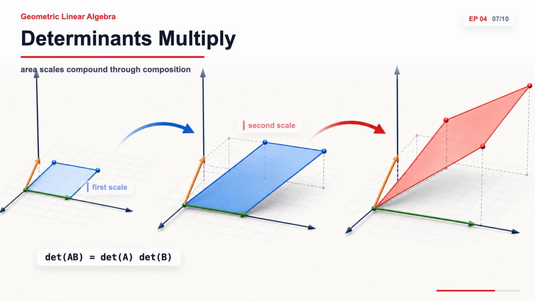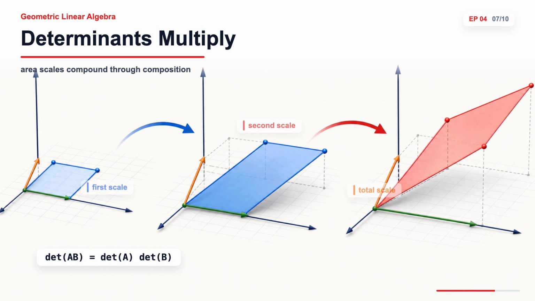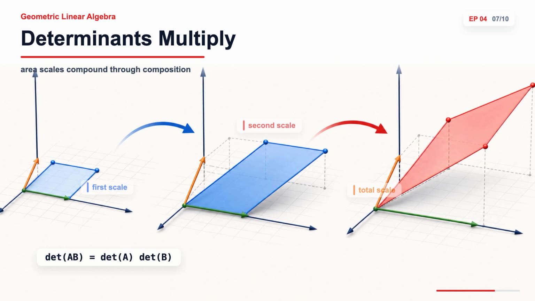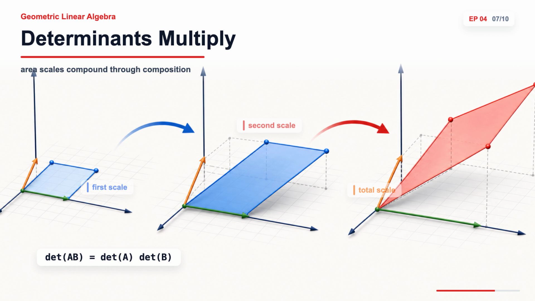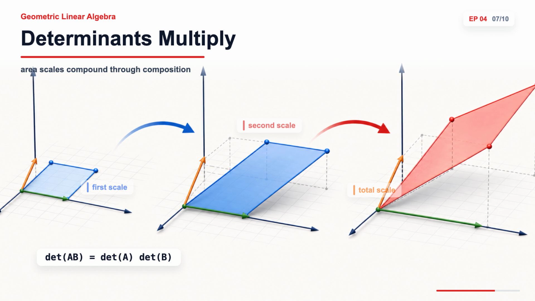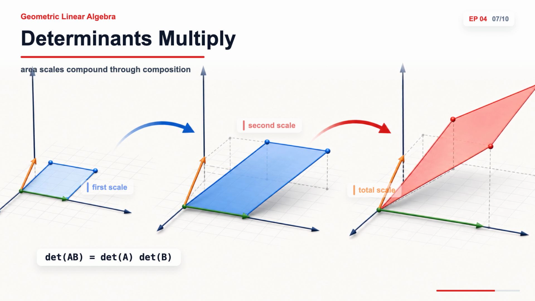The determinant also behaves beautifully under composition. If one transformation doubles every area and a second transformation triples every area, doing both makes areas 6 times as large. That is the geometric reason behind the rule det of AB equals det A times det B. Even if the transformations include rotation, shear, or reflection, the total sign scale is the product of the sign scales. The matrix product may depend on order, but the determinant of the product records the compounded area scale.